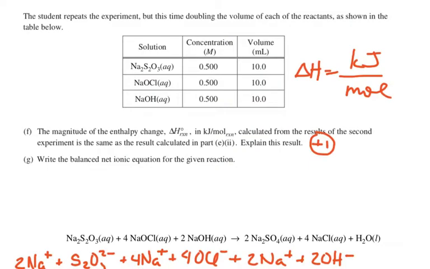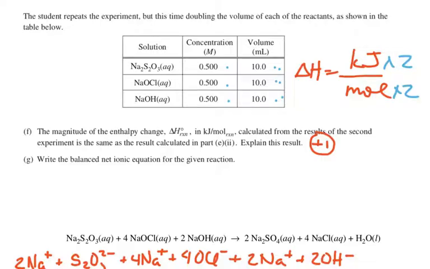Okay, the last part. The student repeats the experiment, but this time they double the volume of each of the reactants. So the old chart was 0.5, 0.5, 0.5, and 5, 5, 5 milliliters. So here we have 10 milliliters. And so we said that delta H is the energy per mole. Well, if you double all this, we're going to get twice as much energy, but we're also going to have twice the number of moles. So if we have twice the energy and twice the number of moles, we're going to get the same result.